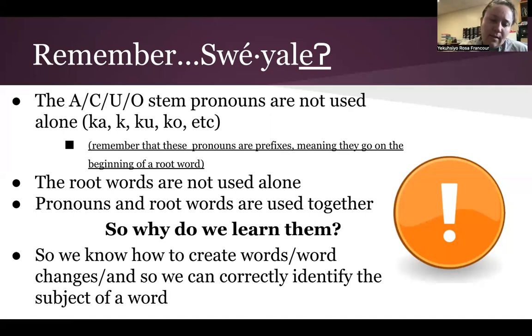So also, root words or verbs are not used alone. Pronouns and root words or verbs are used together. Pronoun, verb, together. That's how they exist. They don't exist separately. We teach them separately so you can have them as a building block to use them together. Okay, so why do we learn them? We want to know how to create words, verb changes, and so we can correctly identify the subject of a word and the meaning of a verb.